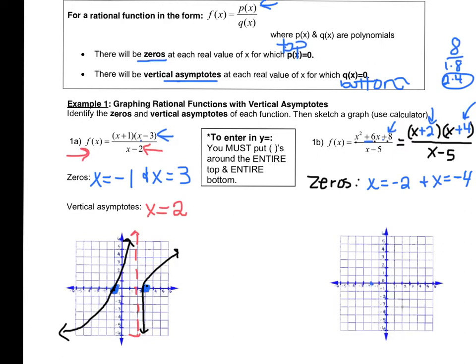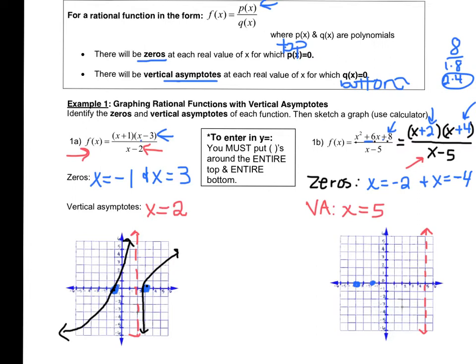So I'm going to go ahead and plot those. -2 and -4. And now we need to look to see where the vertical asymptote is. And we look right here. When we solve that for x, it will be +5. So through x equals +5, I'm making my vertical dashed line. Sometimes your asymptote's between the 2 zeros, like on the example we did before this. Sometimes it's on one side or the other.